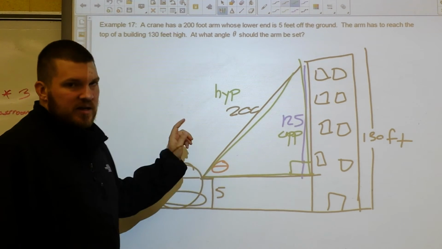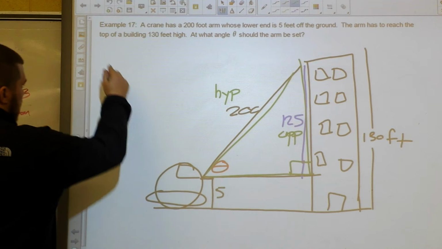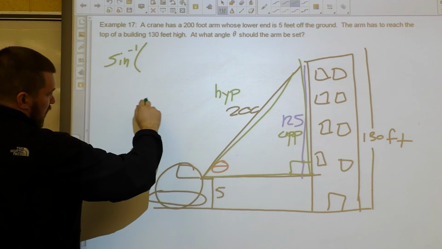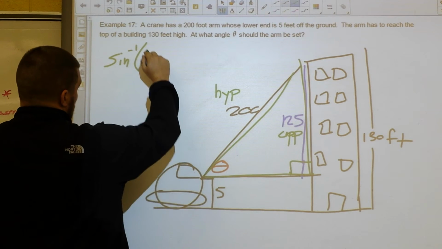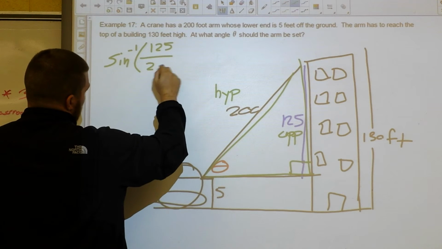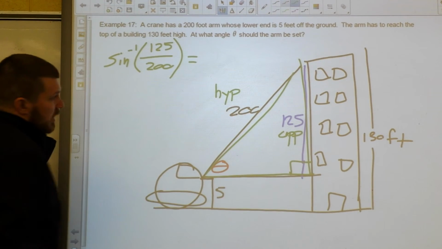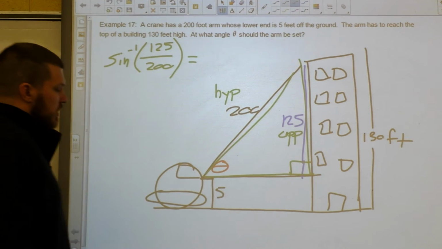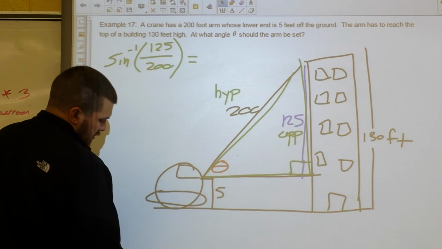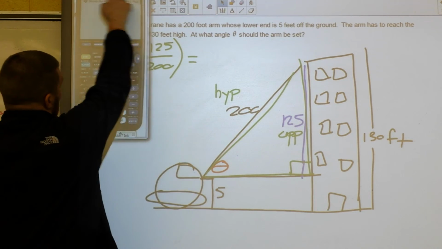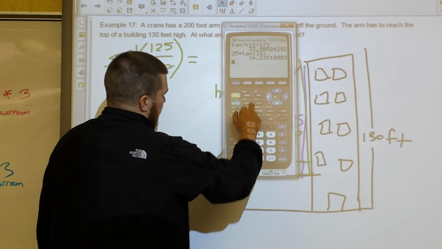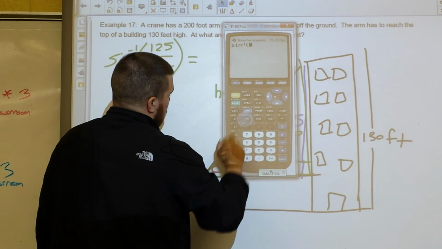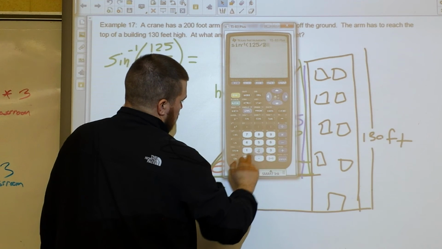But since we're finding an angle, we're going to use inverse sine. So sine inverse of opposite over hypotenuse, because that's the rule for sine. So 125 over 200 equals. Now, it doesn't tell us, does our angle need to be in degrees or radians? So I'm going to go in degrees. You can do radians if you want to. Just remember your answer is going to be slightly different than mine. I'm doing degrees. Make sure your calculator is still in degree mode. I am. So I have sine inverse of 125 divided by 200.